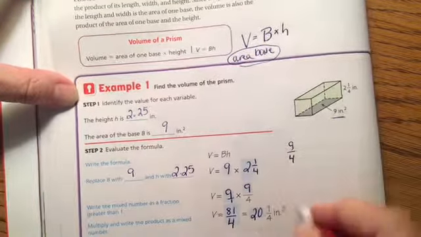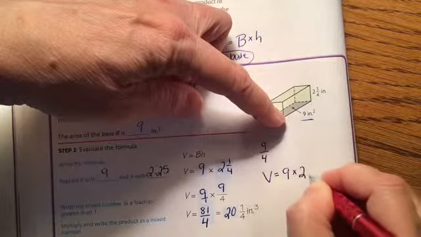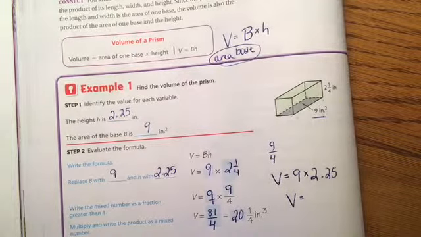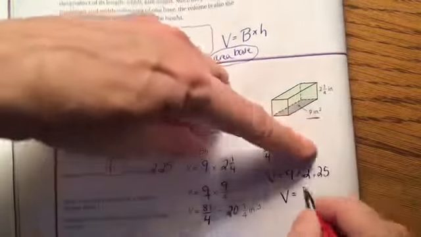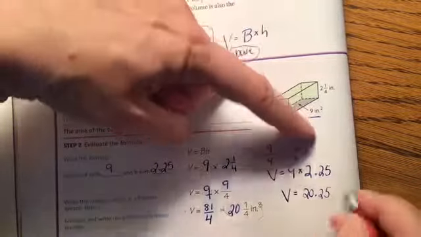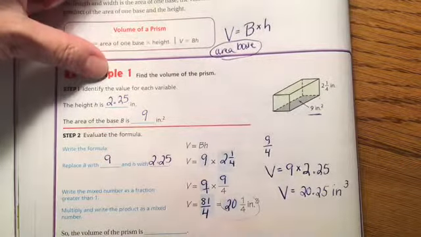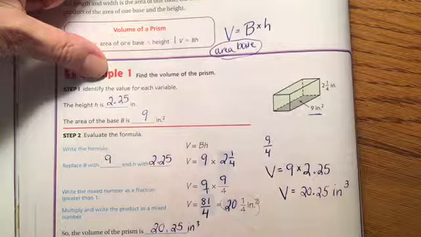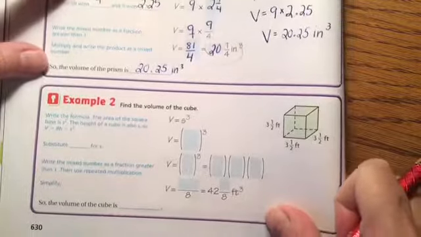Again, if you do want to, let's do it with a calculator. It's just easier. V equals 9 times 2.25. Volume equals, and let's pull out the calculator and give that a try. So 9 times 2.25 is 20.25, or 20 and 1/4. And that's the same as here. And inches to the 3rd power, cubic inches, is my volume. So I'm going to use the decimal version over here. Inches cubed.